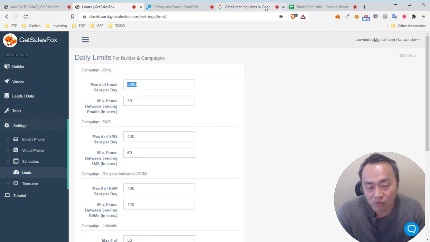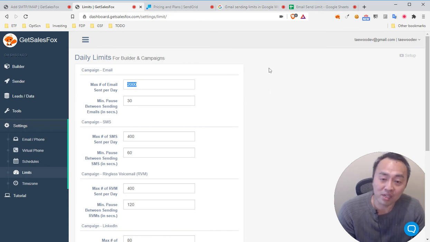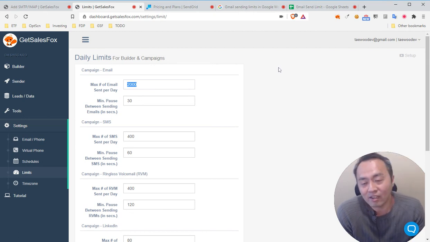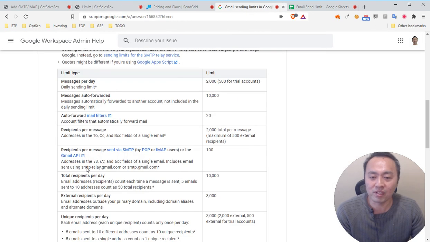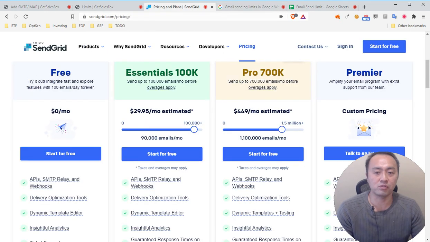It's not just about keeping your email reputation clean and stuff like that. You do need to keep this in mind, because if you lose your account, I can't help you. Nobody can help you. So make sure you know this. And I'll put a link to all this limit information in the comment section, so you are fully aware of what the issues are, okay?